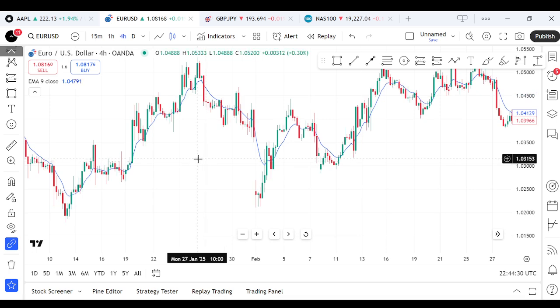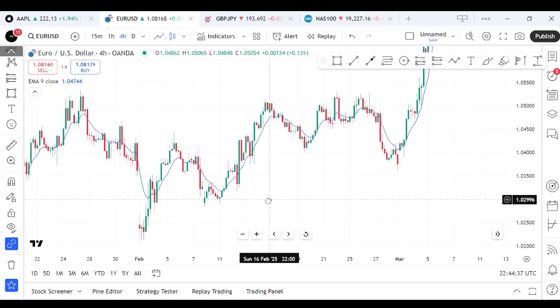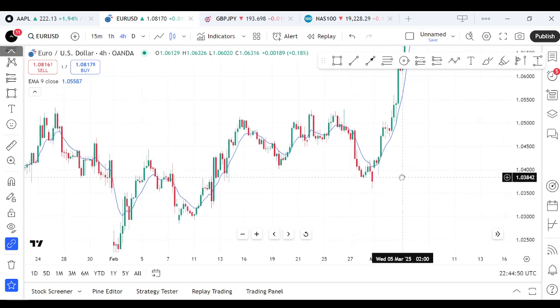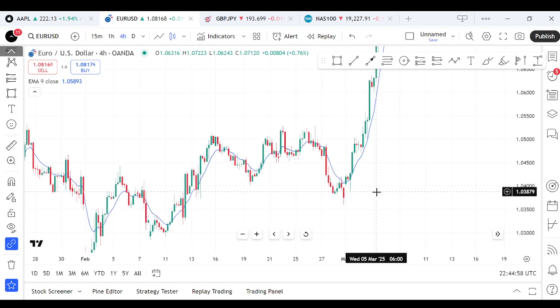A breakout happens when the price moves decisively above or below a key level, signaling the start of a new trend. So, the EMA helps you identify these moments by highlighting when momentum is building in one direction. For example, when the price closes above an EMA with strong volume, it often indicates that buyers are stepping in and pushing the market higher. Similarly, a close below the EMA could signal that sellers are gaining control.